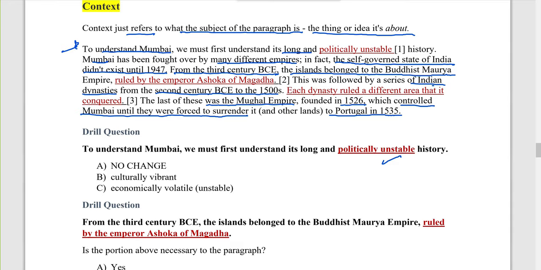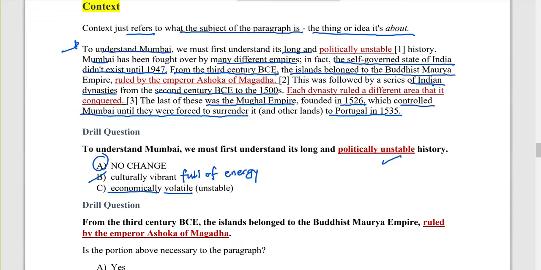Because here we're talking about the sentences that follow. The sentences that follow have to talk about the instability that India has gone through. I will go for A. I will never go for "culturally vibrant." Write the meaning of vibrant: full of energy. I will never go for this. "Economically volatile." Volatile means unstable.